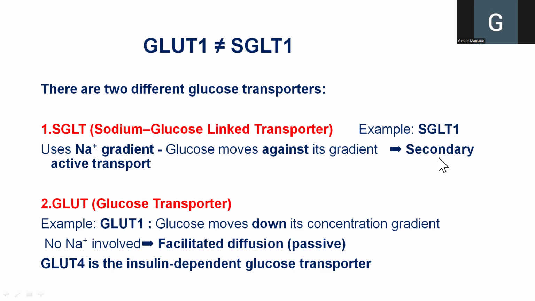I'm not explaining a new item, I'm just recapitulating what I've said on the diagram. Meanwhile, we have discussed the GLUT transporter that moves the glucose down the concentration gradient. There is no active transport, there is no sodium involved, there is no previous primary active transport, and it is just by facilitated diffusion, which is a passive transport that does not require energy. We have discussed the GLUT1 transporter that we have just explained.